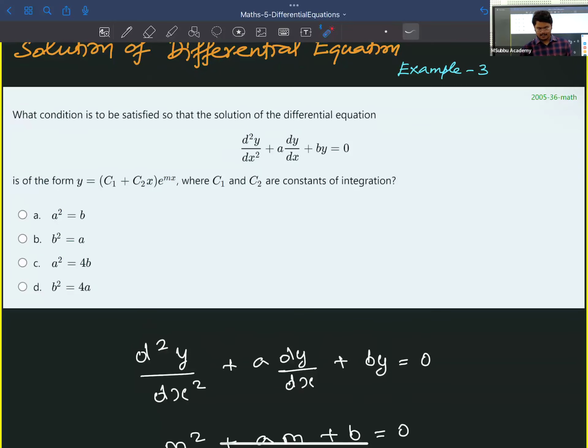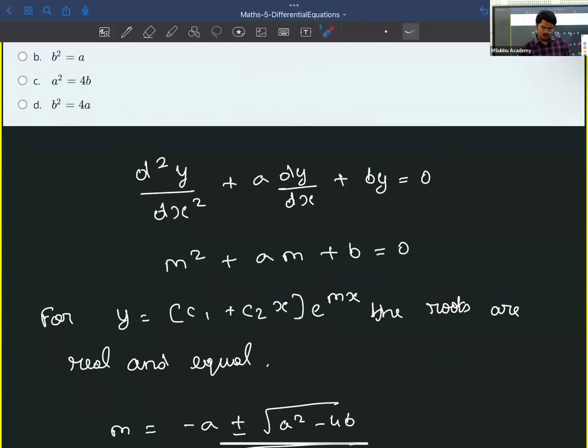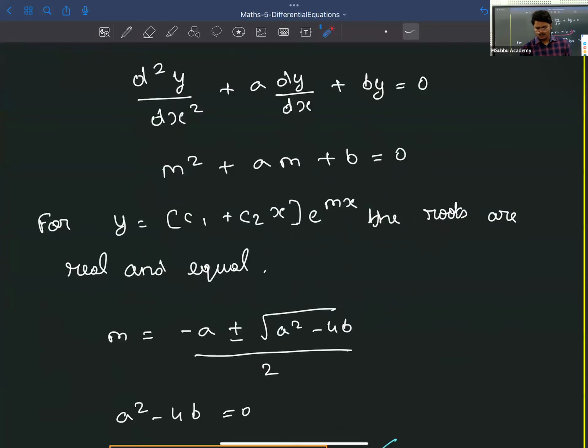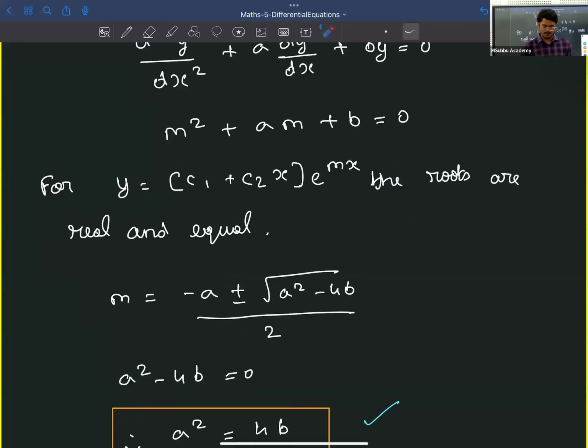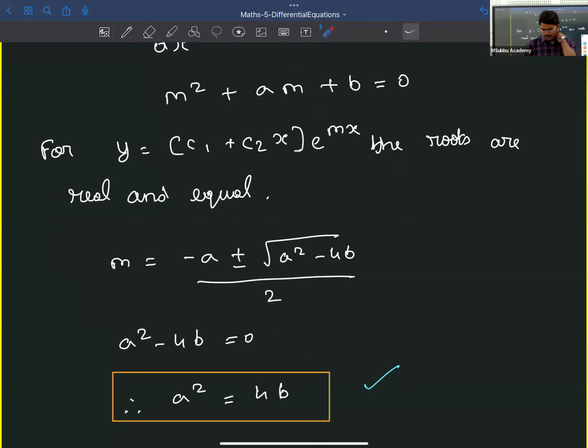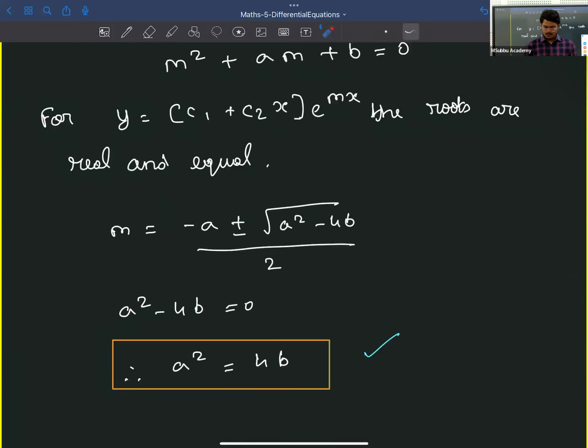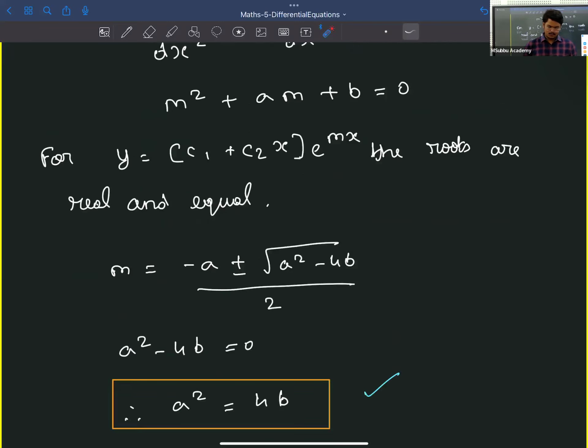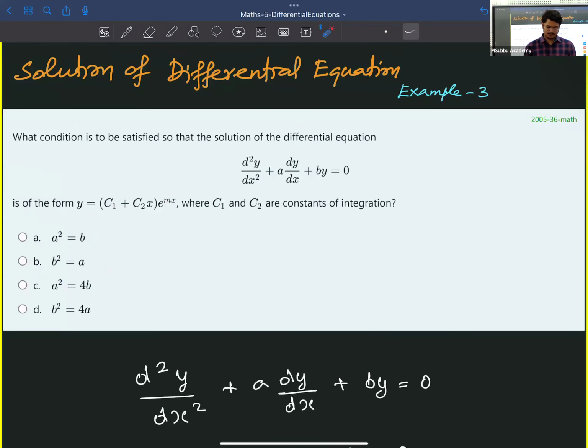Just write dy by dx is equal to m. So the roots are real and equal. For finding the roots, just do minus b plus or minus square root of this thing, which is nothing but minus a plus or minus square root of (a square minus 4b), by 2. They have told us the roots are real and equal, then the discriminant should be equal to 0, which is nothing but a square minus 4b equal to 0. So a square is equal to 4b. This will be the answer. This is one condition.